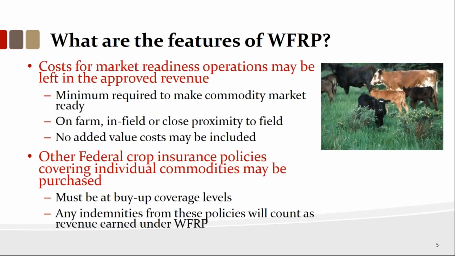Cost for market readiness. For commodity crops, this is not quite as important because you don't do a lot to corn, soybeans, and all that. What this is for is the minimum that's required to bring a commodity to market is what's covered. If you've got to put it in a box, take it to market, that's covered. But no added value. You can't do added value things like making jelly, making butter, or putting a bow around a pumpkin, things like that. That's not covered. This product is designed to cover production of the crop. That's what it's for. Other crop insurance policies covering individual commodities may be purchased. Really important for agents.